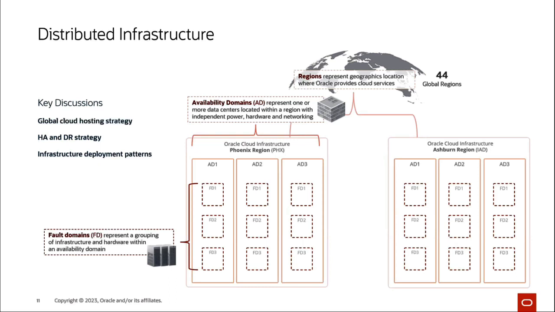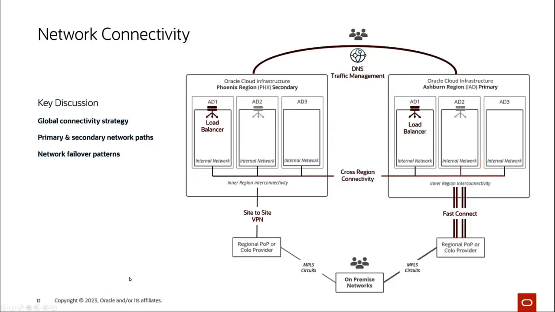Fault domains: make sure your workload's spread out across multiple fault domains so that if there's an individual component failure, you can ride that out. Okay. Second thing, network connectivity, right?